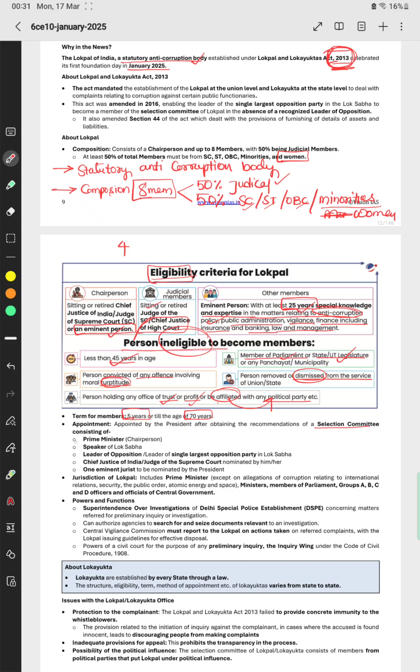The selection committee consists of the Prime Minister, the Speaker of the Lok Sabha, the leader of opposition of the single largest party in the Lok Sabha, the Chief Justice of India or a judge of the Supreme Court, and one eminent jurist nominated by the President. He is not the President, not the Prime Minister. The jurisdiction of Lokpal includes the Prime Minister, except allegations of corruption relating to international relations, security, public order, atomic energy and space. Ministers, MPs and group A, B, C, D officers of the central government all come under the jurisdiction of Lokpal.